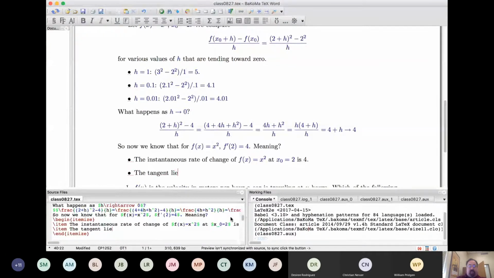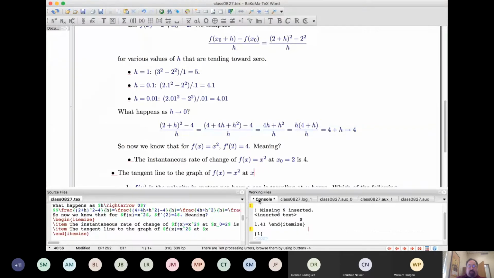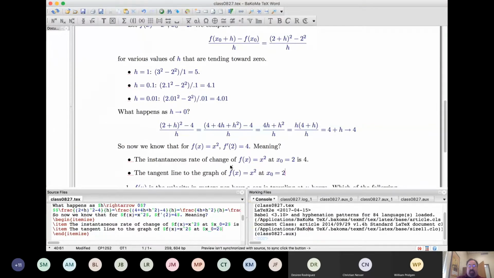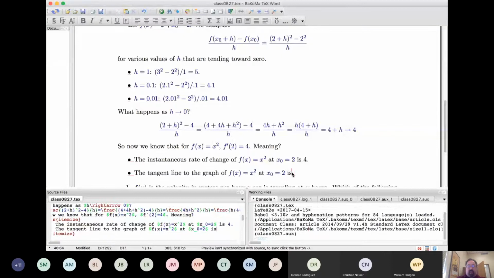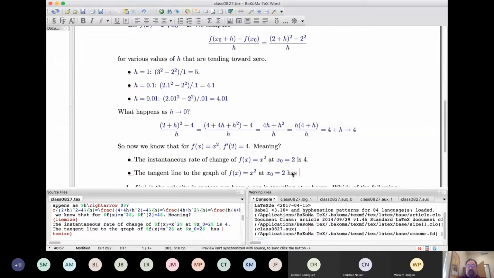What we also know is the tangent line to the graph of this function that's tangent at this point, x naught equal 2. So it's a line that touches the graph at this point, but it doesn't cross the graph. At that point, it has the same slope as the graph. But this line has a slope of 4.